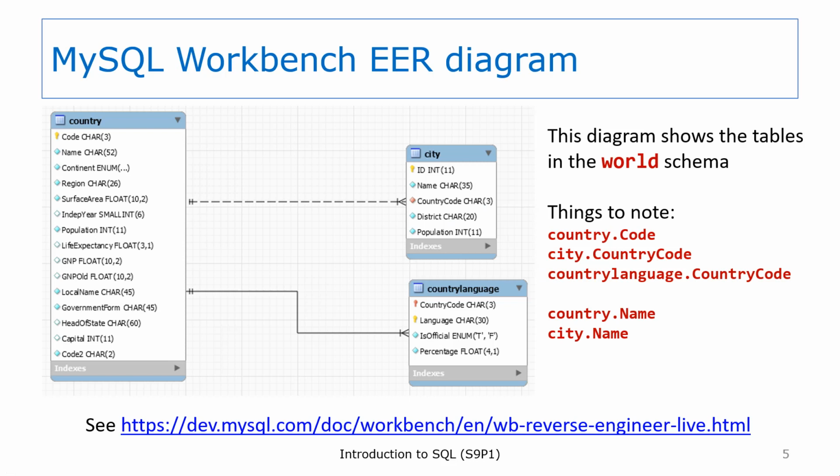Before getting into the actual SQL statements to perform a join, we'll look at a feature of MySQL Workbench that helps you visualize how tables in a schema are related. This is referred to as an EER diagram. EER stands for Enhanced Entity Relationship. This shows the three tables in the world schema. The tables are country on the left, city on the top right, and country language on the bottom right.